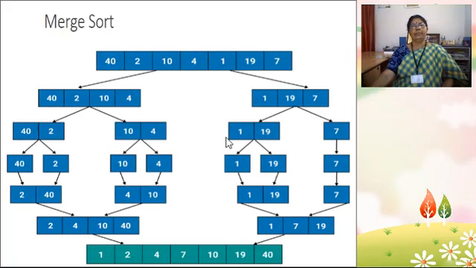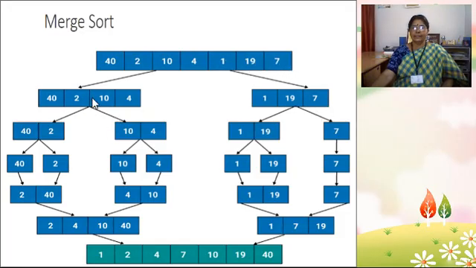Here you could see there are 7 elements in the input array. If we divide into equal halves, so we further subdivide. So the first subarray will be 42, 10 and 4. Second subarray will be 1, 19 and 7.